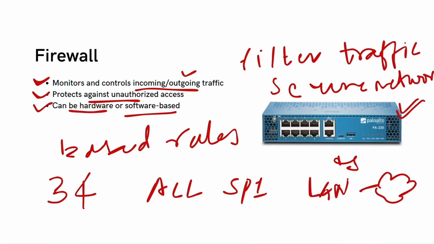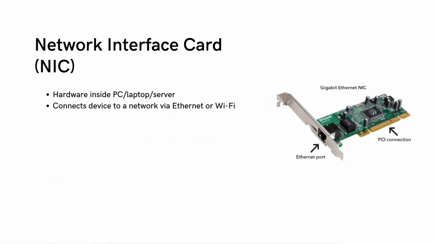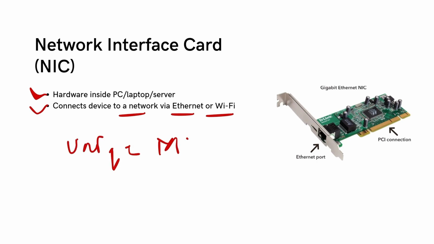So for example, like a Cisco ASA and Palo Alto firewall and FortiGate. Network interface card is a hardware inside PCs, laptops and servers, and it connects devices to networks via Ethernet and Wi-Fi. And it has a unique MAC address, which is known as a physical address of the device. It can be wired Ethernet or wireless Wi-Fi.